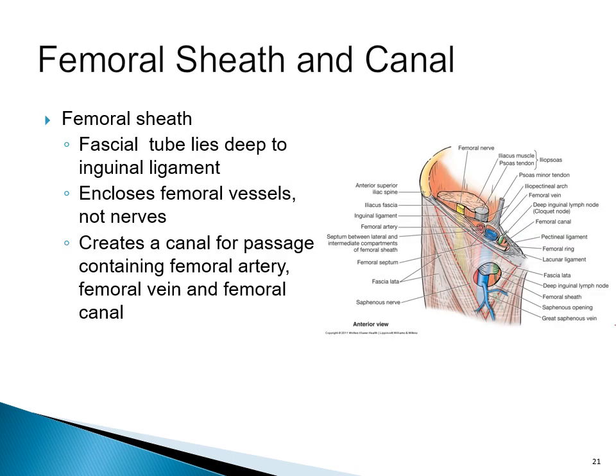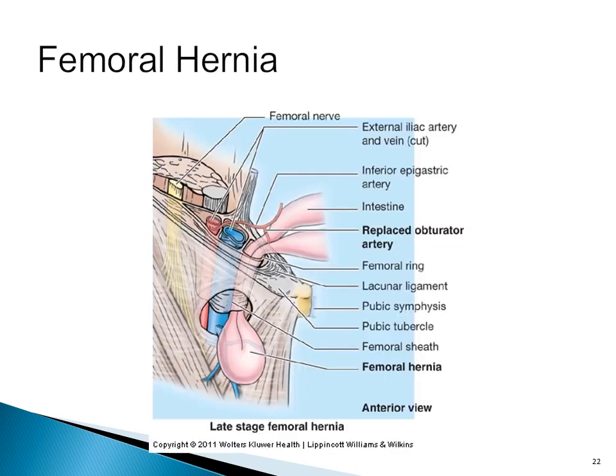The femoral sheath encloses the femoral vessels, but not the femoral nerve, so this creates a canal for passage of the femoral artery and femoral vein. The clinical significance of the femoral sheath is this is where femoral hernias can occur, and that's when the intestine comes through the femoral sheath.